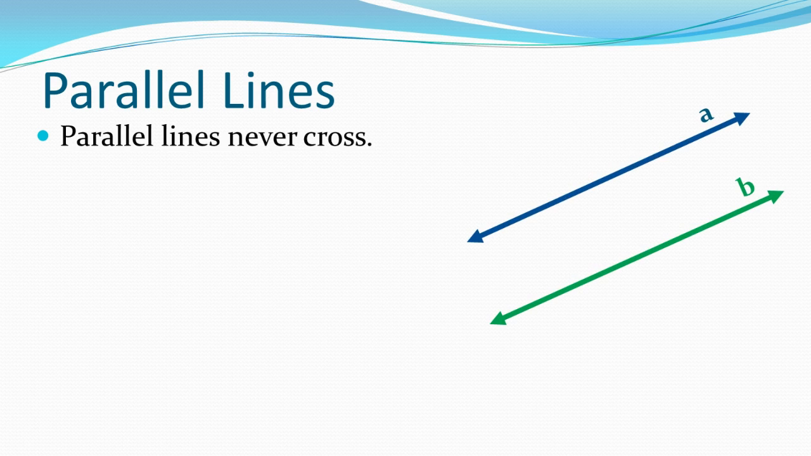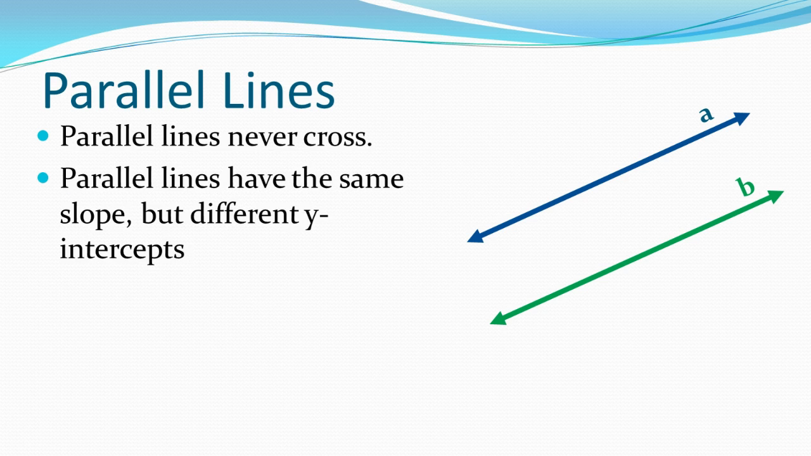Let's talk a little bit more about parallel lines. Parallel lines never cross. That's the easiest definition. That's the easiest way to observe two parallel lines. So line A and line B do not cross. They are parallel. They're like train tracks. Parallel lines have the same slope but different y-intercept. It's logical that they'd have the same slope because they both rise and run at the same rate. They both move up and over to the right in this case at the same exact rate.